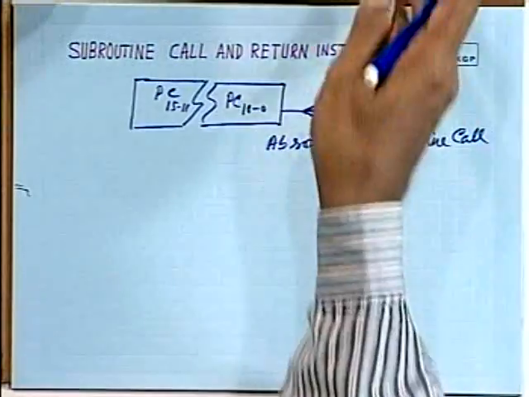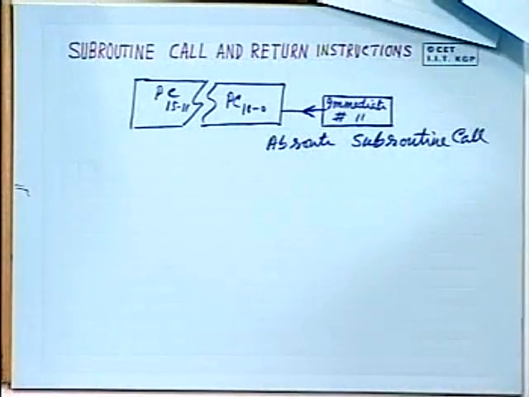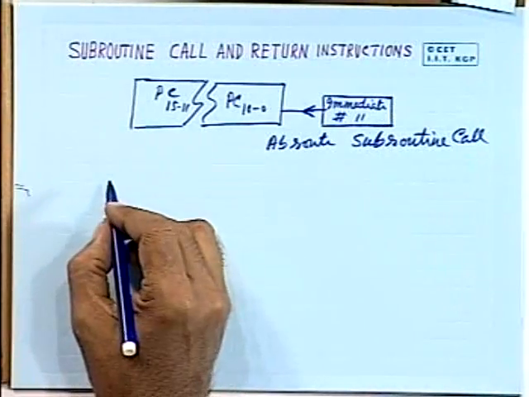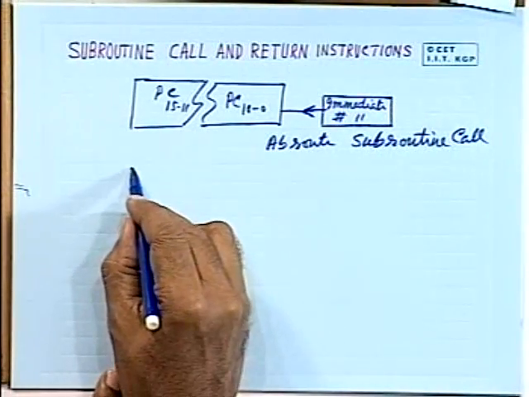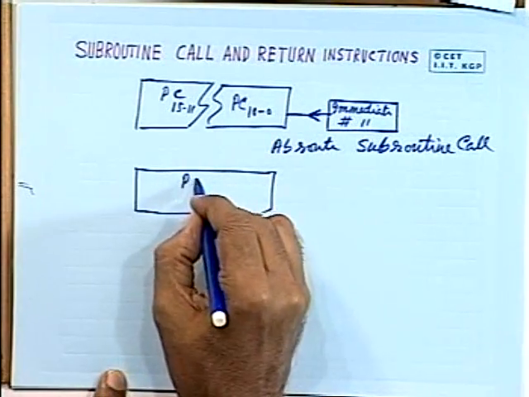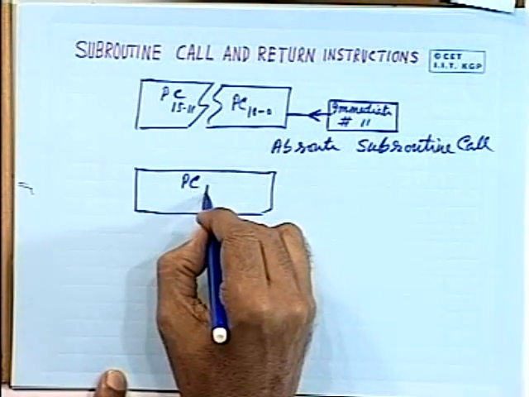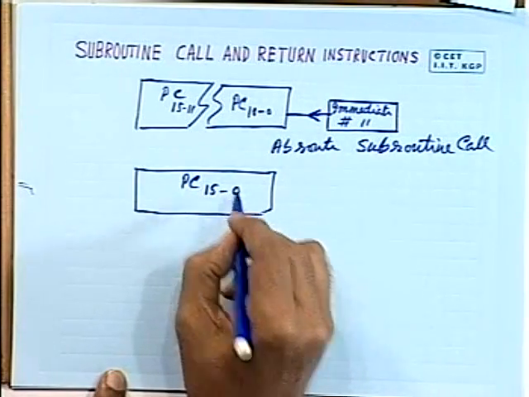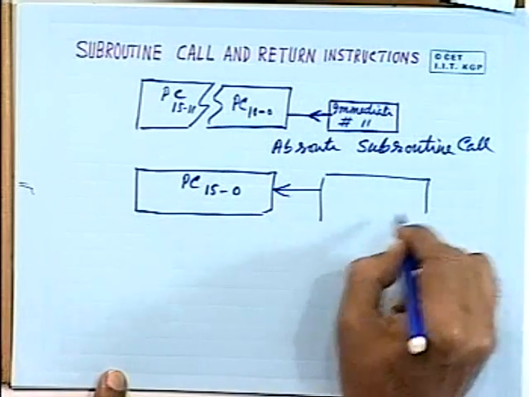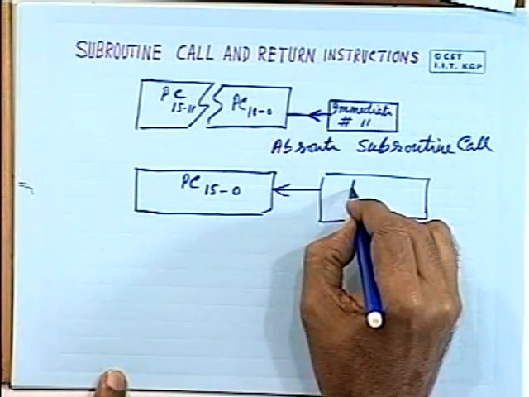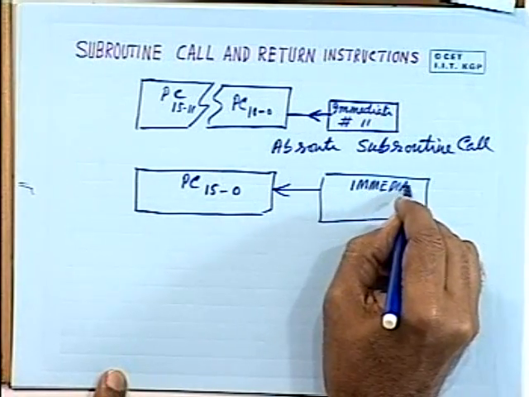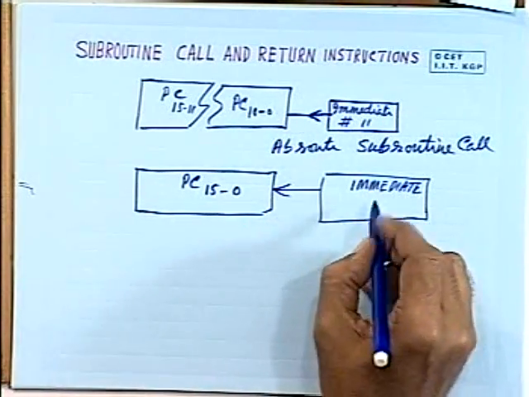Now, in addition to this absolute subroutine call, you have another subroutine call, that is called long call. So, in this case, the program counter, all the 16 bits 0 to 15, is affected, is modified, and the 16 bit immediate data which is provided as part of the instruction is transferred to the program counter.